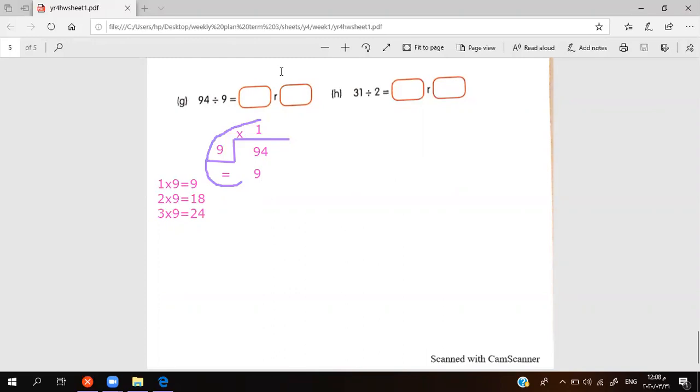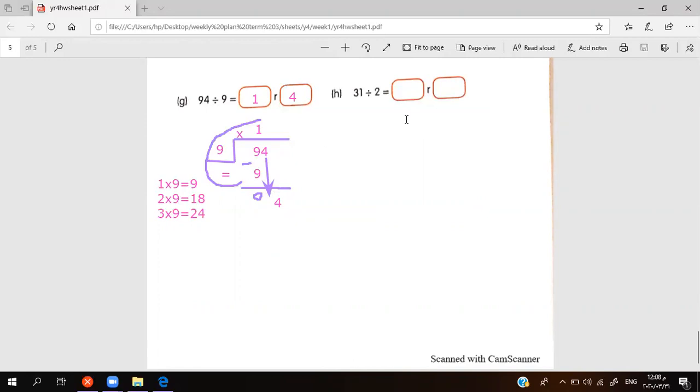Now it's time to make the minus. 9 minus 9 is a 0. Okay, and now it's time to make the number go down. Is 4 a remainder? Yes, 4 is a remainder. Why? Because 4 is smaller than 9. It's very easy, but the answer here is 1, which is up here, and the remainder is 4.